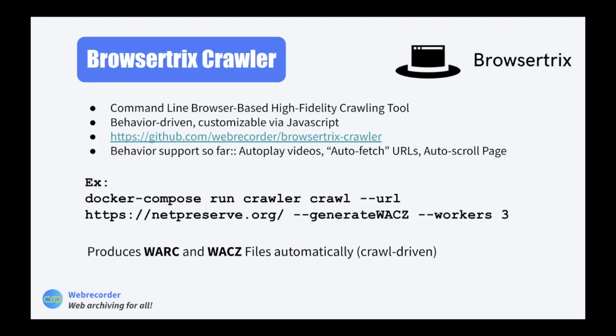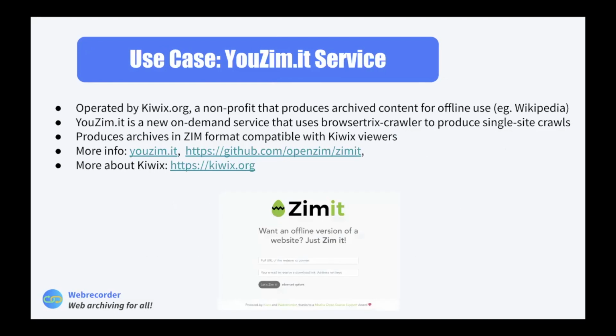One use case of this that I want to highlight is a service called YouZim.it, which is operated by Kiwix.org, a nonprofit initially focused on creating archives of Wikipedia. I think that's where they started from, archiving Wikipedia and creating archives for offline use. They helped sponsor the development of Browsertrix-Crawler, and they're actually using it in production as part of YouZim.it.